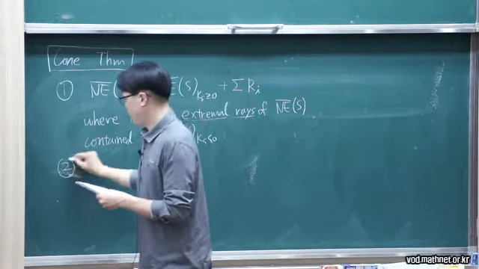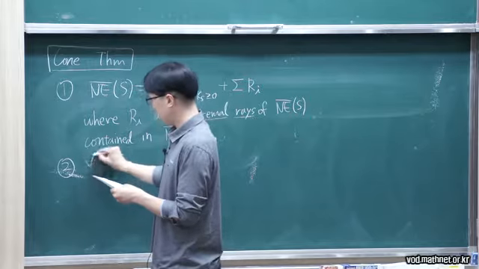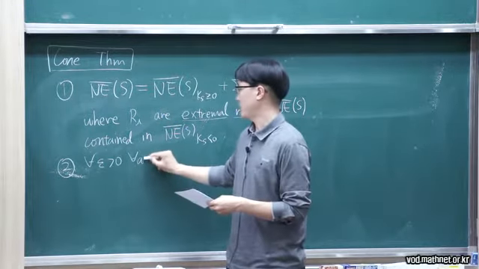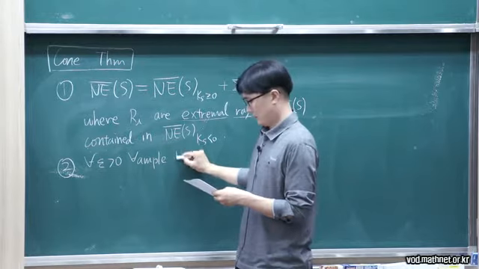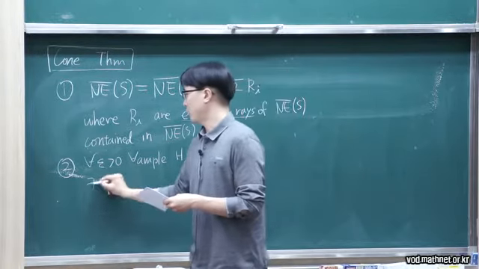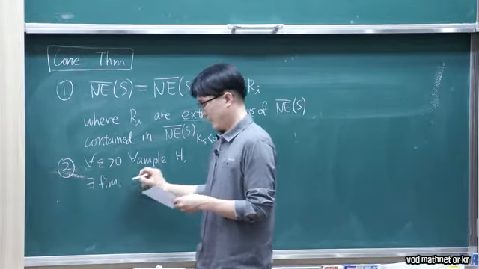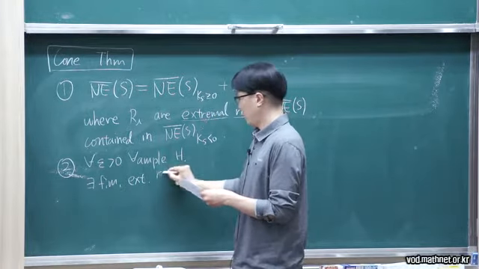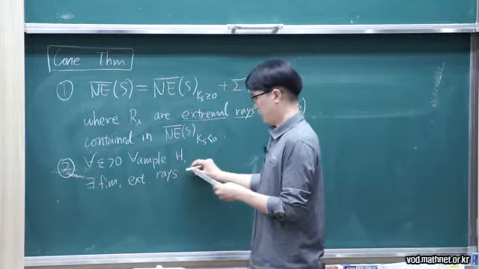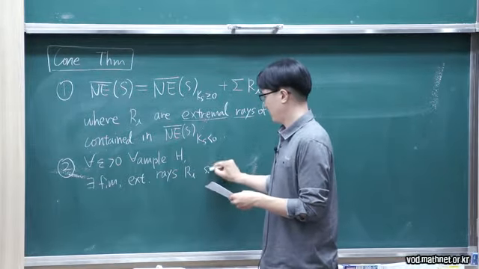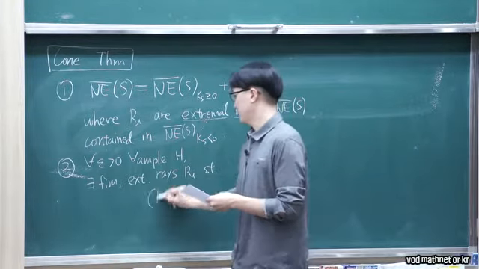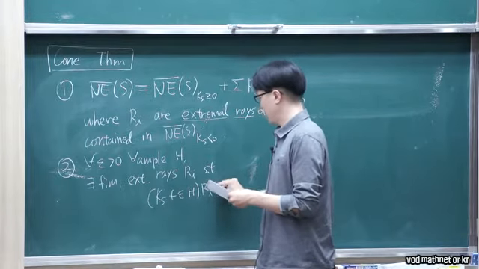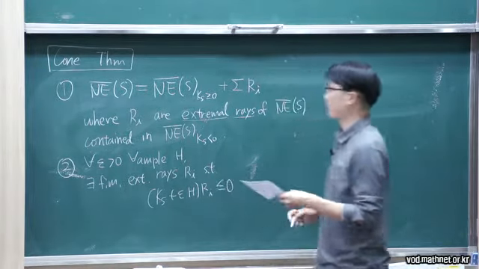Okay. Second, for any positive number epsilon and ample H, there are only finitely many extremal rays such that this intersection number is non-positive. Okay.